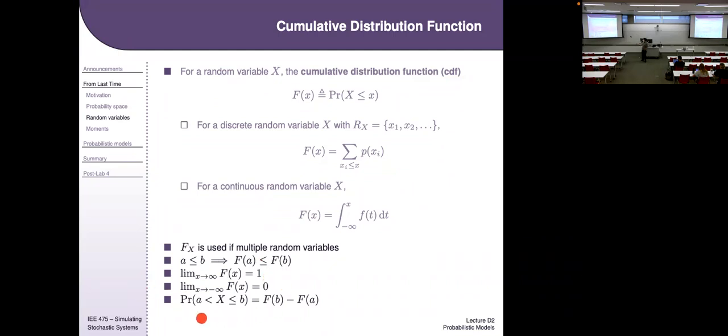And if I ask you for the probability of a random variable between A and B, and I give you the CDF, you don't have to do any integration. You just have to evaluate the CDF at the upper interval and evaluate the CDF at the lower interval and subtract, and that gives you the probability. So nice features of CDFs.